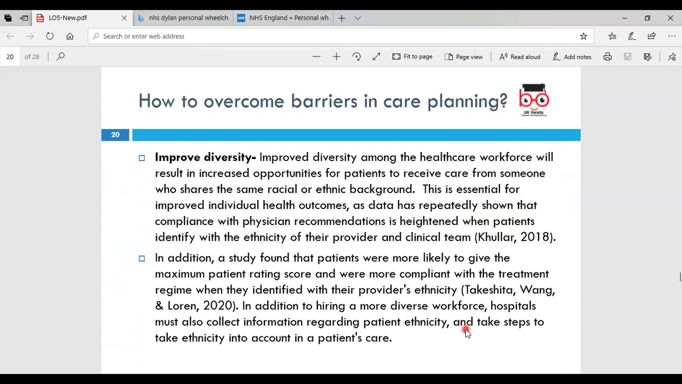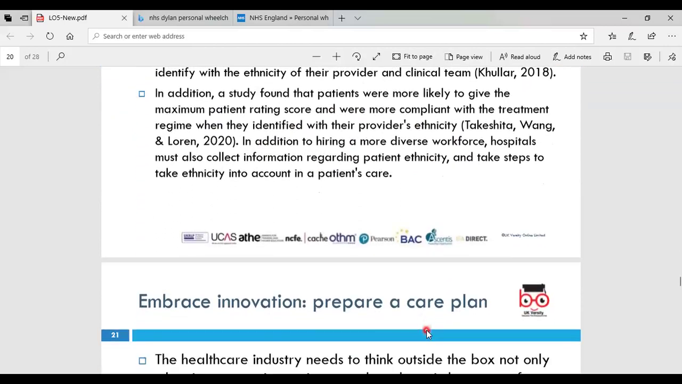So among the healthcare workforce, this will increase the opportunities for patients to receive care from people who have the same racial or ethnic background. Research has shown that it makes them feel more comfortable. In addition, there was a study that found that patients are more likely to give maximum patient rating scores and were more compliant with the treatment regime when they identified with their provider's ethnicity. So it's always good to have a diverse set of people working.